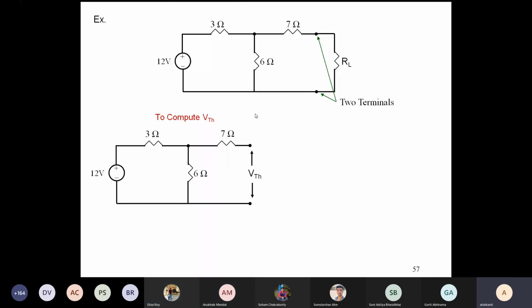Abhiram, what are you getting? Sir, VTH is 8 and RTH is 9. Yes, VTH is 8 and RTH is 9.